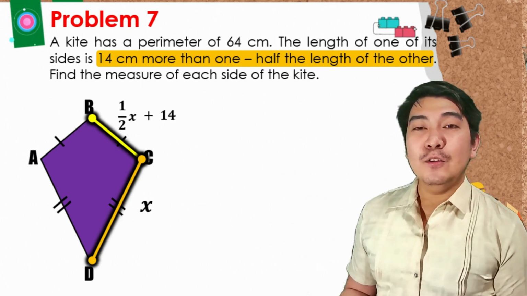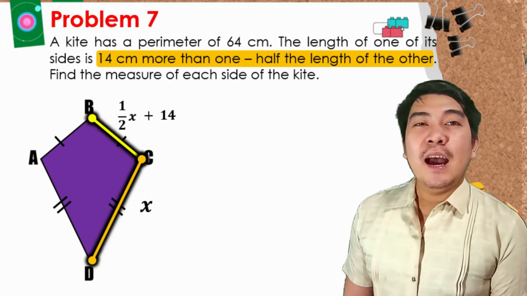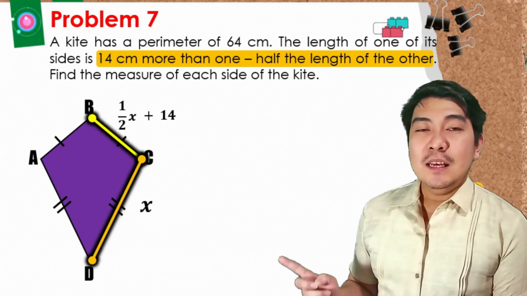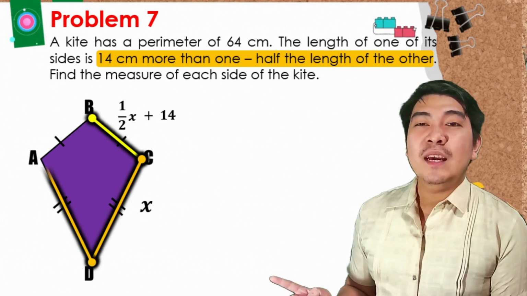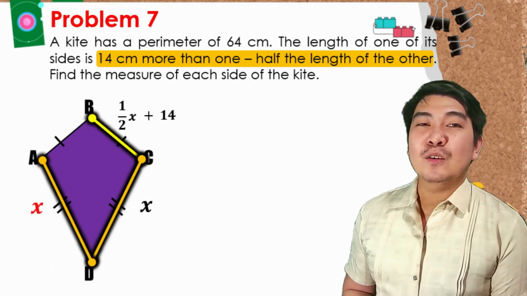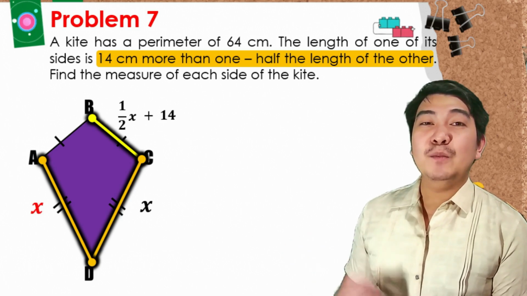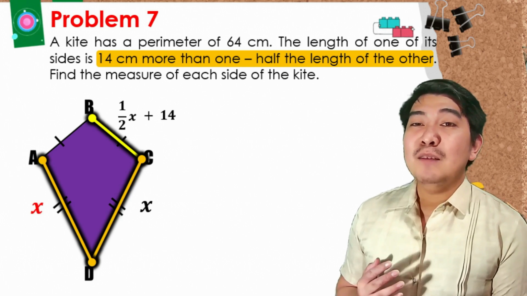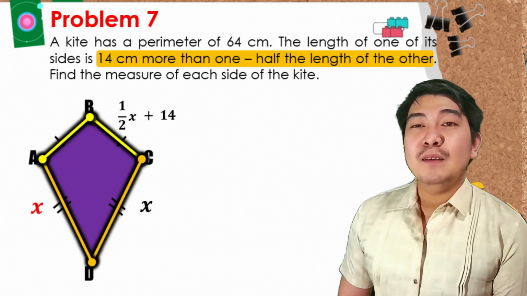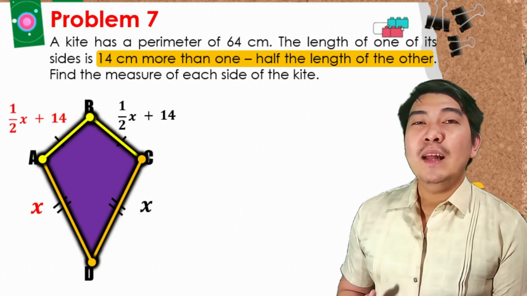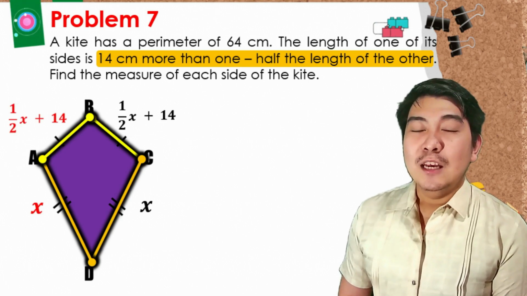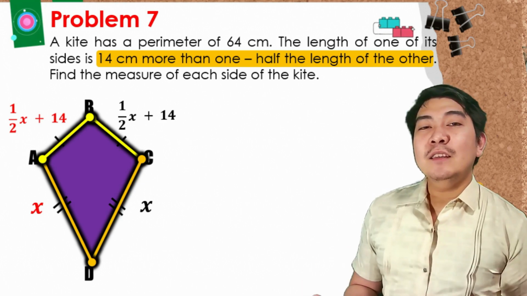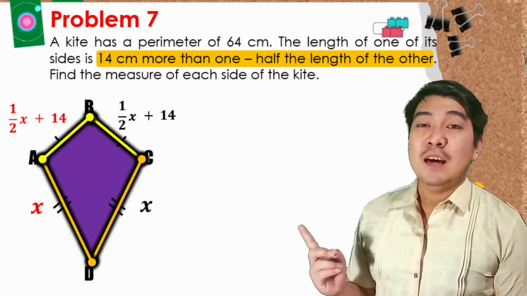Now, since a kite has two pairs of adjacent congruent sides, since CD is x, we can say that AD is also x. So this will be the first pair of adjacent congruent sides. How about segment AB? Segment AB has the measure 1/2 x plus 14. So AB and BC are the second pair of adjacent congruent sides of this kite.